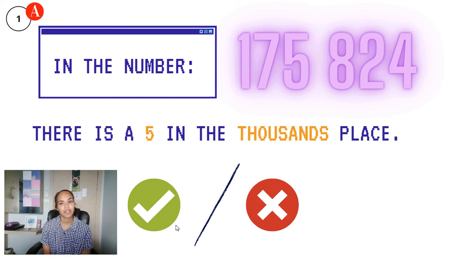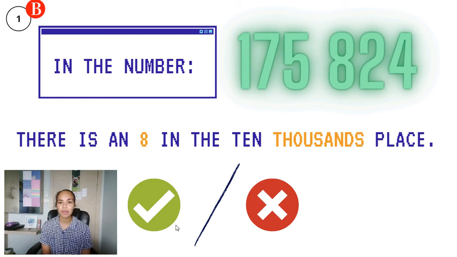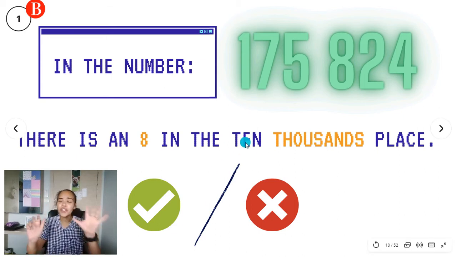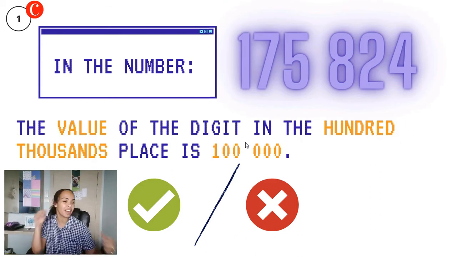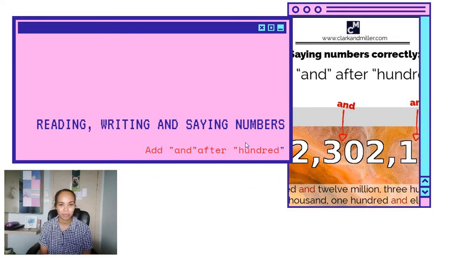In the number 175,824, is there a 5 in the thousands place? 10, 9, 8, 7, 6, 5, 4, 3, 2, 1. Done. Next question. In the number 175,824, there's an 8 in the 10,000s column. The 10,000s column. Ooh, that should have been orange. 10, 9, 8, 7, 6, 5, 4, 3, 2, 1. Time's up. Next number. Same number. The value of the digit in the 100,000s place is 100,000. Yes or no? 10, 9, 8, 7, 6, 5, 4, 3, 2, 1. Time's up.